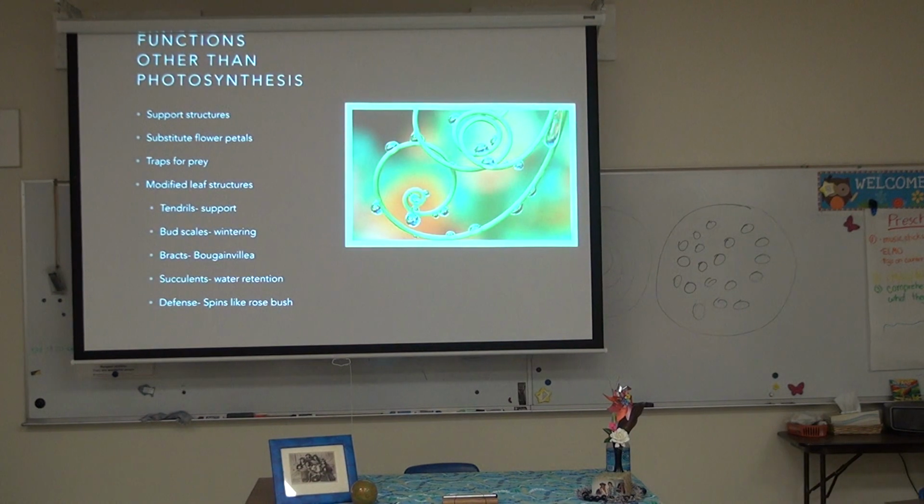Leaves have functions other than photosynthesis. Remember, I'm going to talk about photosynthesis in the next class, but leaves do other functions than photosynthesize. They are support structures. Sometimes leaves will actually support whole areas of the plant. They are substitutes for flower petals. They can also trap prey, like Venus flytrap or the pitcher plants. Modified leaf structures include tendrils.